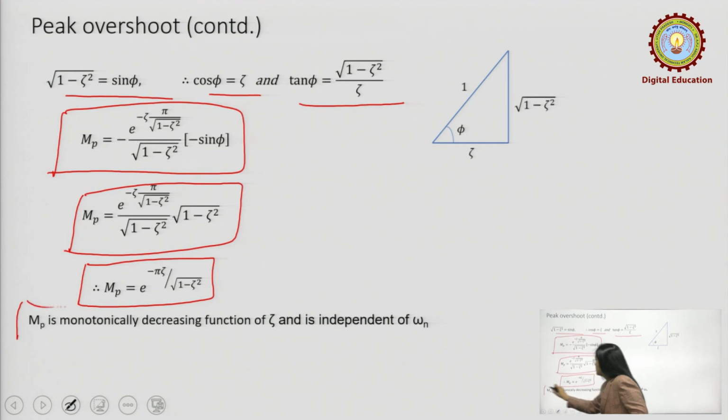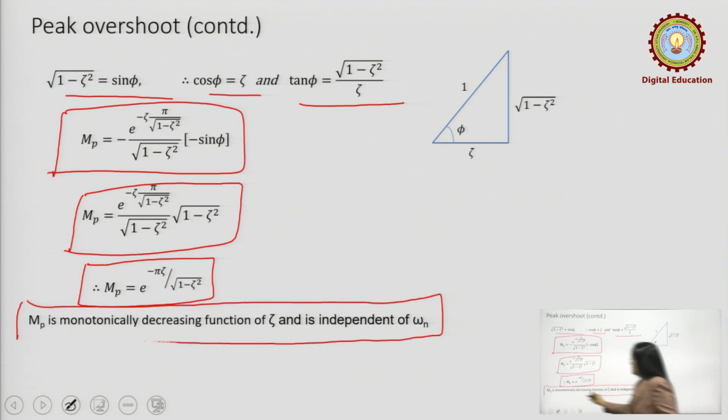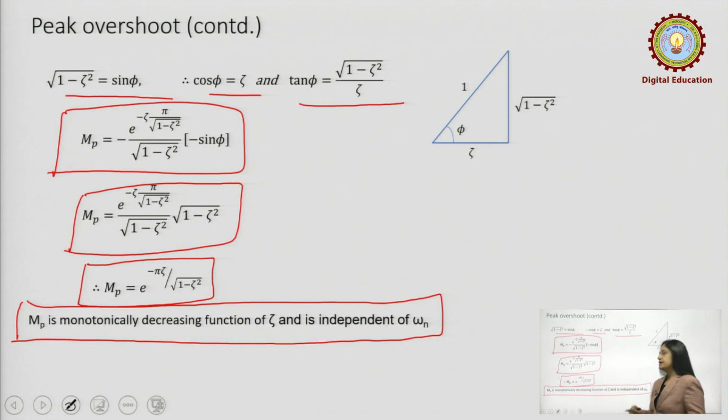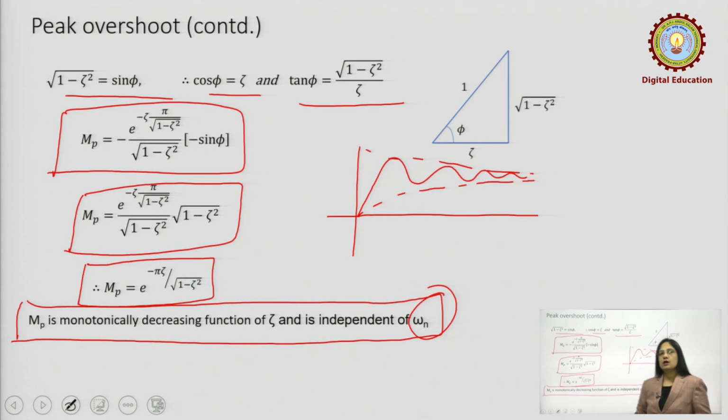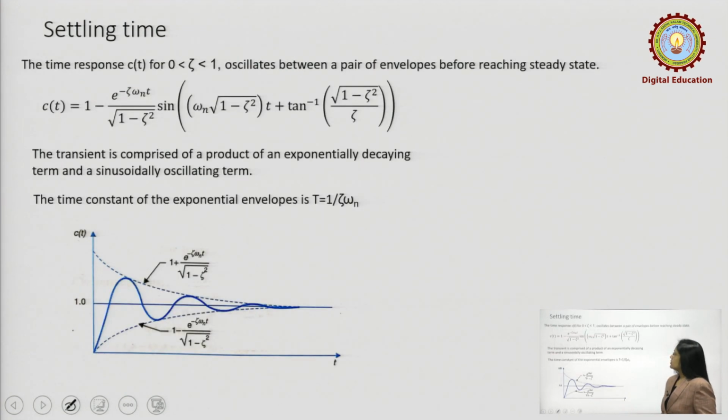and as we know, this value is a monotonically decreasing function of zeta and is independent of omega n. We do not have the term omega n in this expression, and it is an exponential term. It keeps on decreasing with respect to the overshoots and the undershoots. So, this is the expression for the peak overshoot.